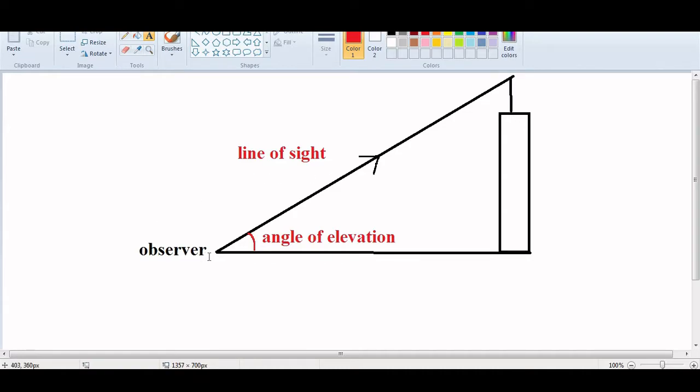It's very easy. When an observer is at the ground level and is looking at some object in the sky, or looking upwards from the ground level, the angle formed by the line of sight of the observer and the horizontal level is called the angle of elevation.